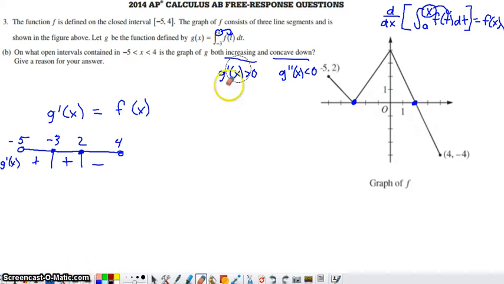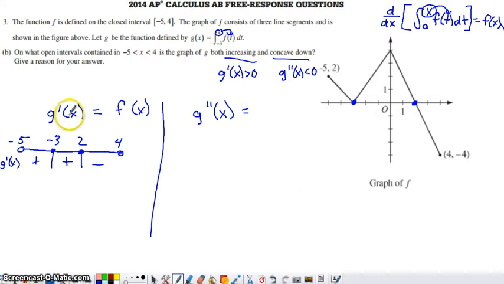And what we know is that g is increasing from -5 clear up to 2. So we're increasing from -5 to 2. Now we also want to know when g is concave down. So that's going to depend on g double prime.